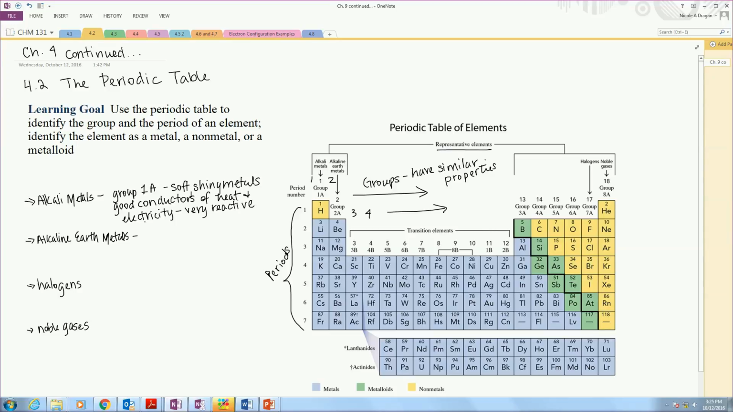Okay, alkaline earth metals are similar to group 1A. So the alkaline earth metals are in group 2A right there. They're similar, but they're not as reactive. Okay. The halogens are here in group 7A. These are highly reactive and form compounds with most elements.